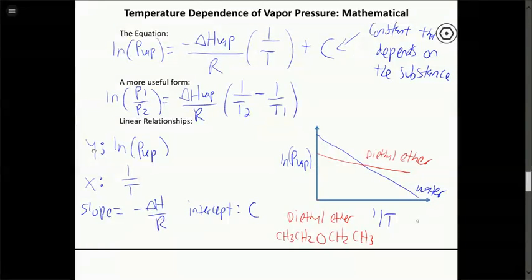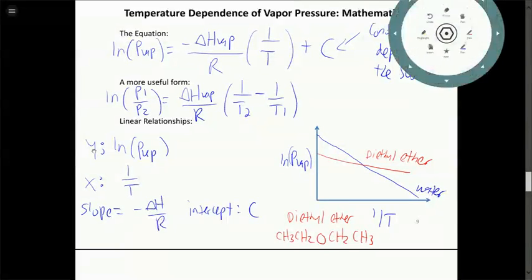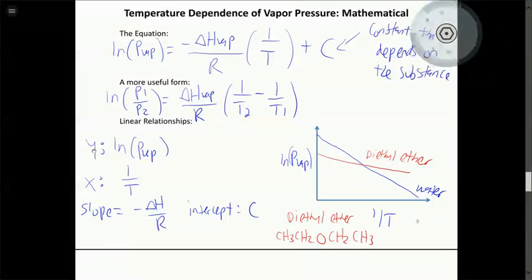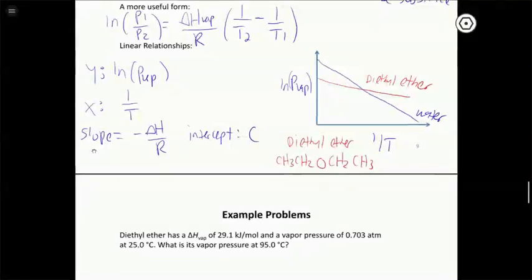All right, so the point being, if we measure vapor pressure as a function of temperature and plot it in this way, with the natural log of the vapor pressure on the y-axis and the inverse of the temperature on the x-axis, the slope of these lines relates to the vaporization enthalpy, and that's how we can measure it in real systems. Okay? All right, so let's look at some example problems of how we can use this equation. The first one is just a straightforward application of it.